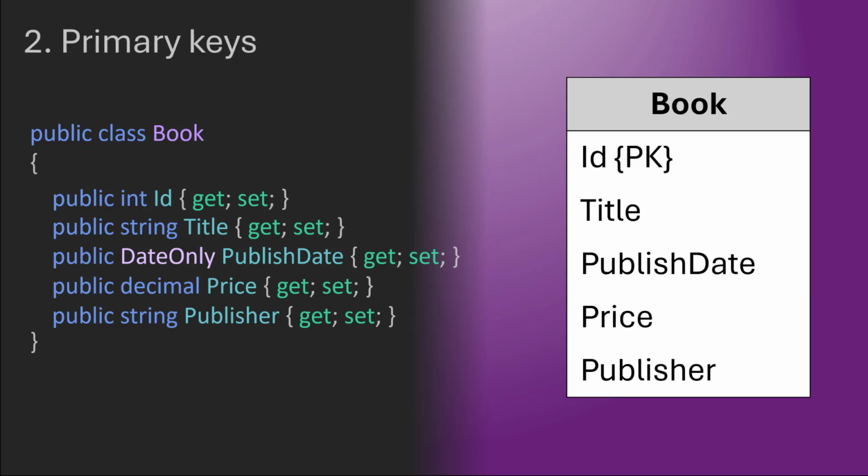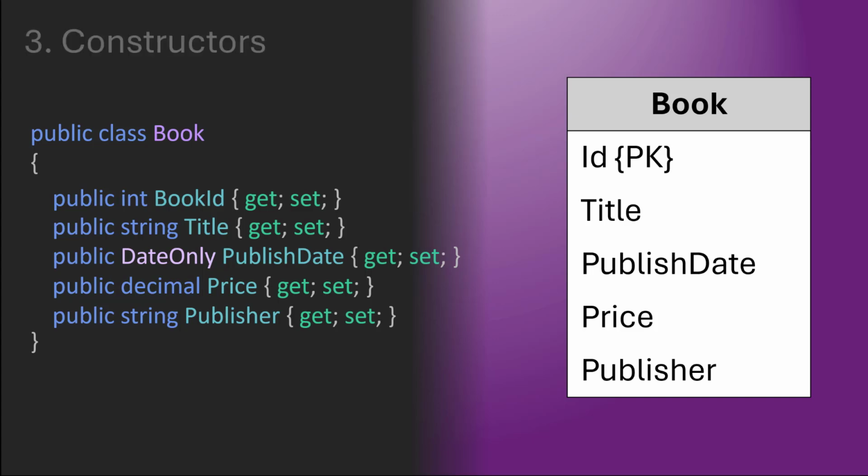Second convention is about primary keys. We will use the type int for all primary keys. All primary keys will be named ID, as shown here. Alternatively, we can name it name of entity plus ID, like this. EFC will automatically recognize a property of type int with either of these two names and configure it to be the primary key of the corresponding books table.